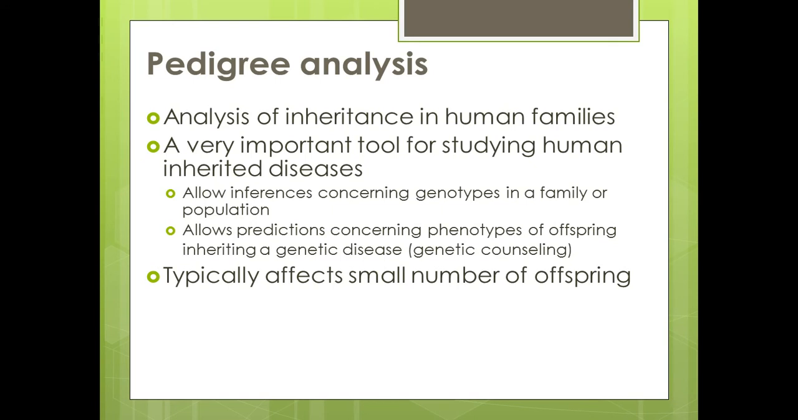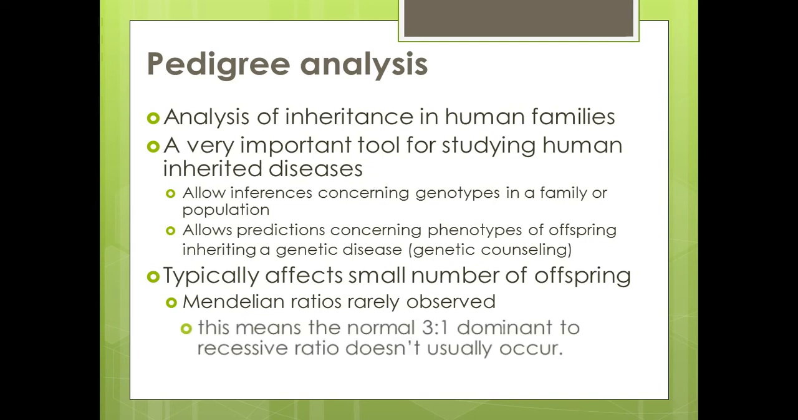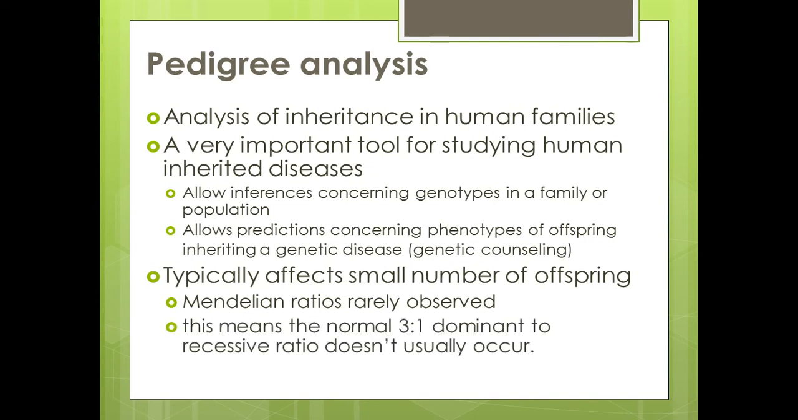Genetic diseases typically affect a very small number of offspring. And so the laws that we've been dealing with that Mendel created, those ratios are rarely observed, which means the normal 3-to-1 dominant to recessive ratio doesn't usually happen. You don't usually have, in a family of 4, 3 individuals with a trait and 1 individual without, or vice versa.